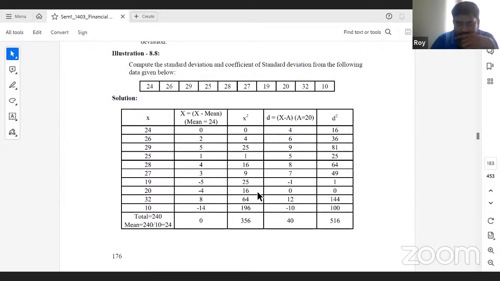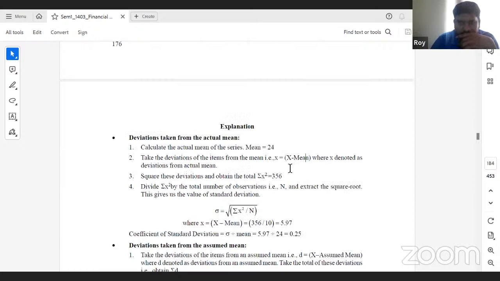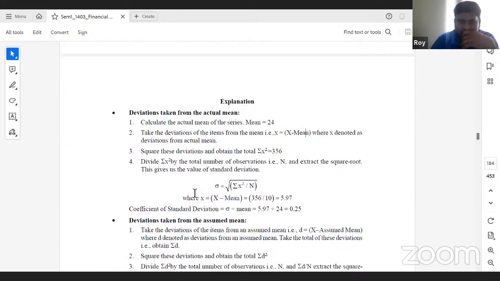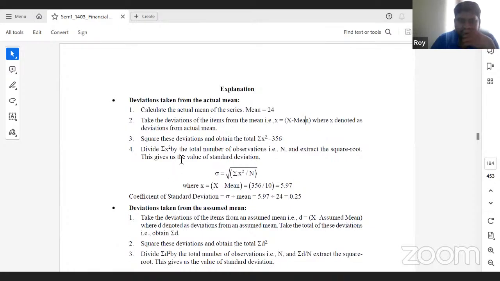You square them, you'll get this. And do the summation of the squares, you will get 356. And divide the summation by the total number of deviations, that is n. Summation of x squared by small n is equal to root of this. And then the coefficient, where x is equal to this, you will get 356 divided by 10, 0.96, and you will get this value.